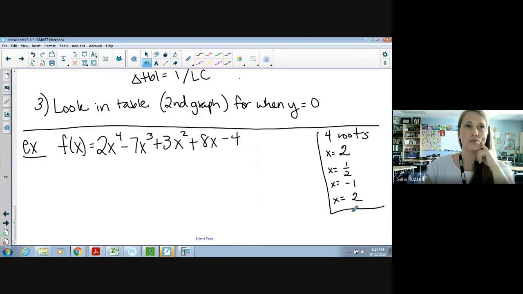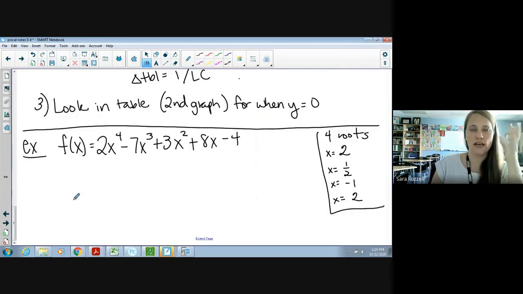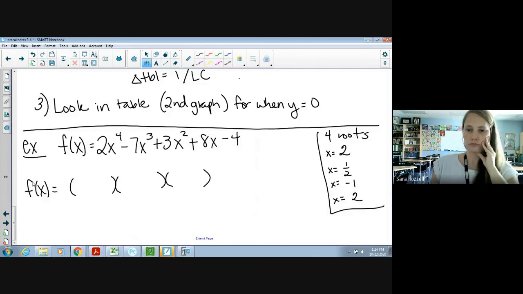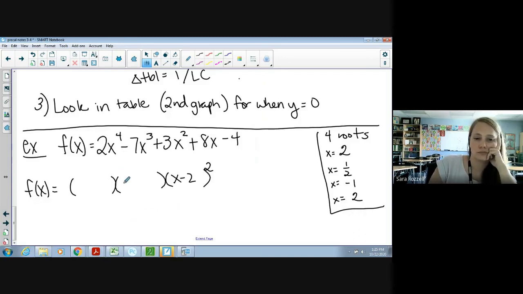Okay, now we're going to write this in our factored form. We need 4 sets of parentheses. Actually, do we need 4? Can we just do 3? 3 works, okay. I'm just going to write the 2 at the end with a squared. So my first one I'll do the backwards first, x minus 2, and there were 2 of those, so it needs a squared. Got x plus 1.